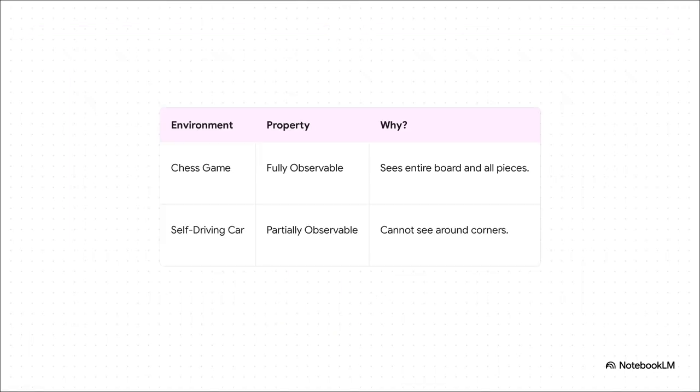A perfect example of fully observable is a chess game. The AI sees the whole board, right? Every piece, every square. No secrets. But a self-driving car? No way. It can't see around a blind corner. It has no idea if the driver in the car up ahead is texting. That world is only partially observable. And man, that makes the problem so much harder to solve.